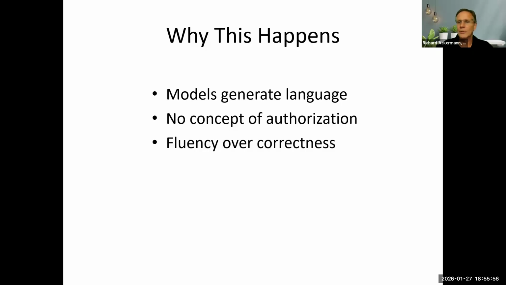So the root issue is architectural. LLMs are trained to generate plausible language, not authorized claims. They don't know when they're allowed to speak, only how to sound convincing. That's why hallucination is not a bug, it's structural.